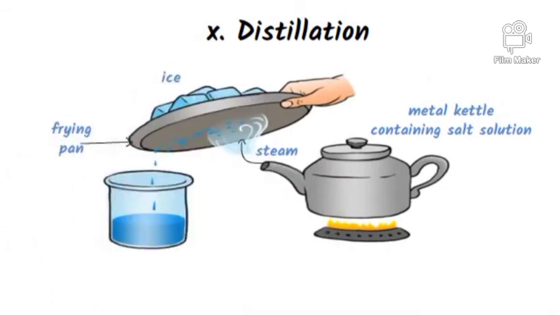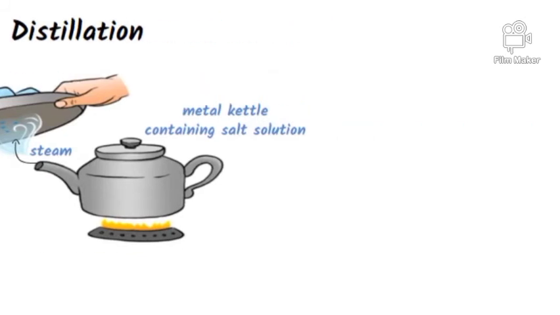Hold this pan in a slanting position just above the spout of the kettle, in such a way that the steam coming out from the spout comes in contact with the bottom of the frying pan. It gets cooled and condenses to form water droplets. This pure water is collected in a beaker kept below the frying pan. At the same time, once all the water in the kettle boils off, salt is left behind.